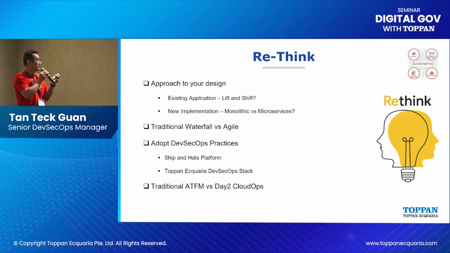So you adopt DevOps practices, like using a ship-heads platform to deliver your services and apps. We also have our Toppan Ecquaria DevSecOps stack, one of our products, which is the CI/CD product to do the delivery for you. And for your cloud maintenance, are you going to do a traditional ATFM versus a day two cloud ops way of doing things? So how does this impact?